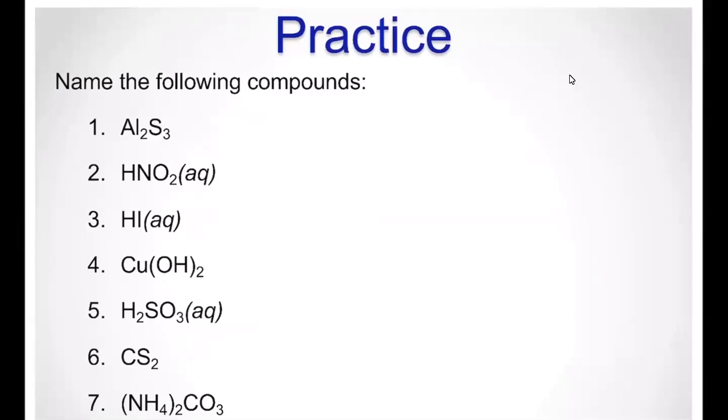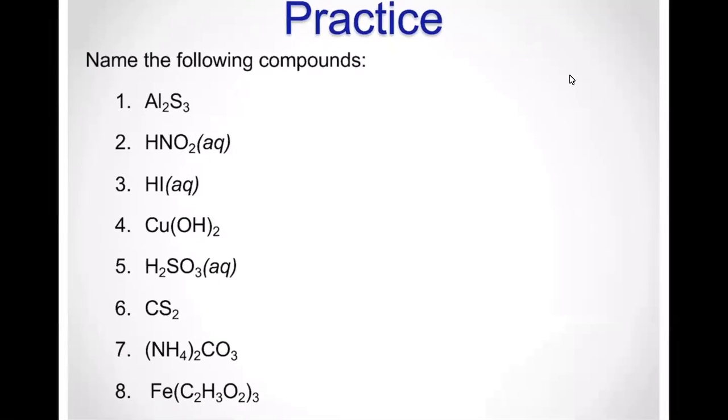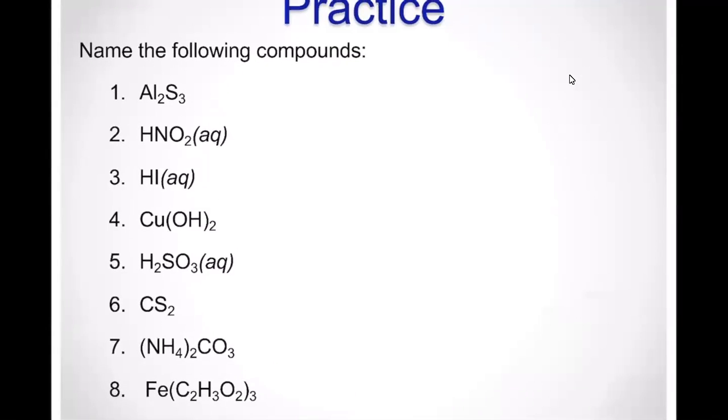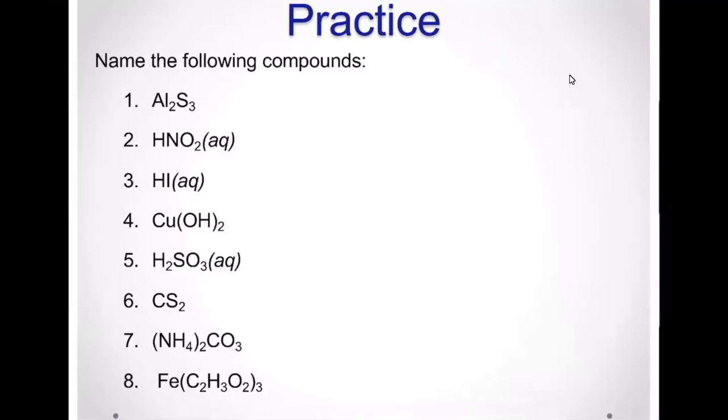All right, let's take this time right now to just do a couple examples. It's all mixed up now. We have ionic, molecular, and acids here. Here we have a metal, aluminum, and a non-metal, sulfur. Aluminum has a fixed charge. Aluminum sulfide, that's a monatomic anion.